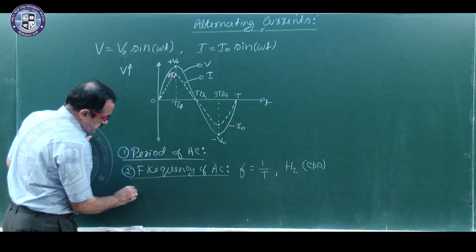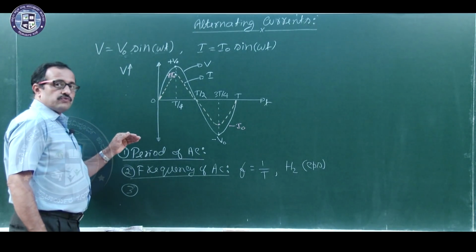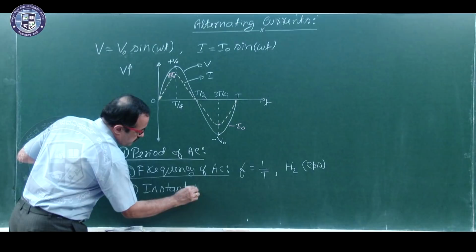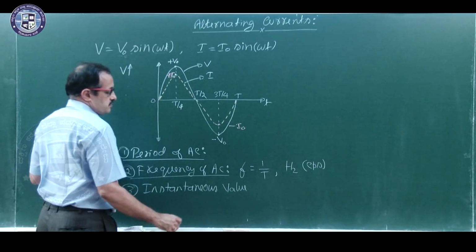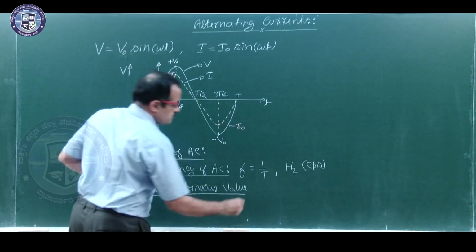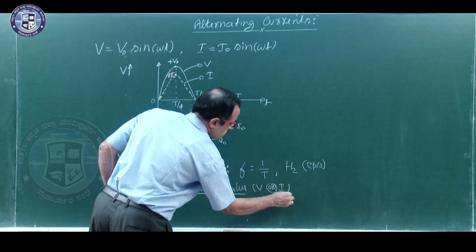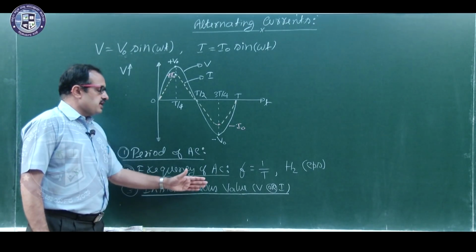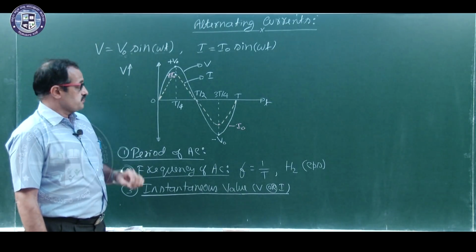Now the third term about AC is the instantaneous value of AC. Third point: instantaneous value. What is this instantaneous value of AC? Its symbol is V or I. Look here, instantaneous value means it is the value of the AC at the given time.